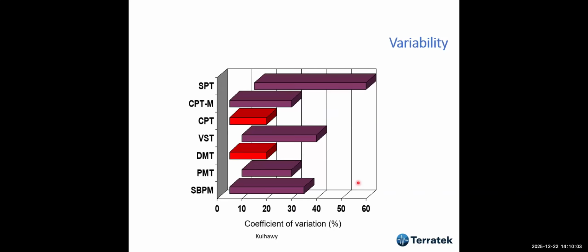In terms of variability, SPT has enormous variability, up to 60%. It depends very much on the energy which is transmitted to the sampler. CPT-M is the mechanical CPT, the old one. We don't use that anymore. We use the electrical CPT, in which the variability of the CPT and the DMT, the dilatometer, is very small. Usually, if you run several tests very close one to the other, they give almost the same result.